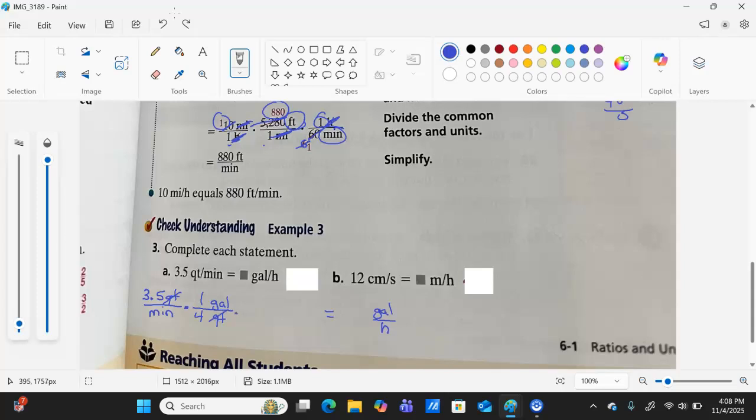Now we'll deal with minutes. Minutes is on the bottom. Minutes has to go up here in order to cancel. And from minutes, I can go to hours. There's 60 minutes in 1 hour. Minutes cancels. So now I have 3.5 times 1 times 60 divided by 4 divided by 1. So let's see if we can do some reducing first. 4 will go into 60. 60 divided by 4 is 15.